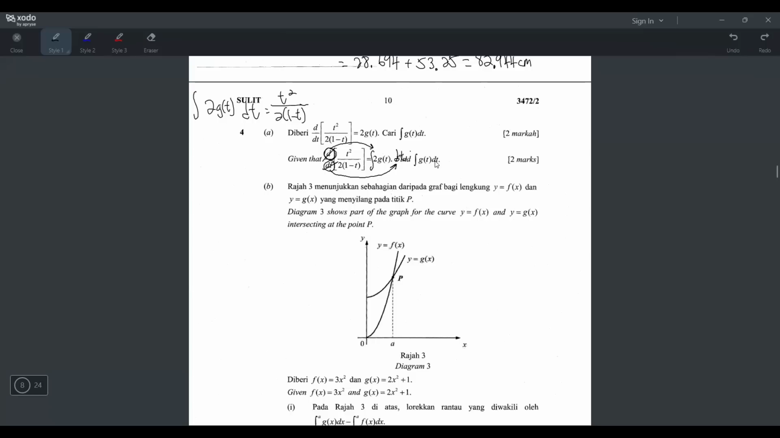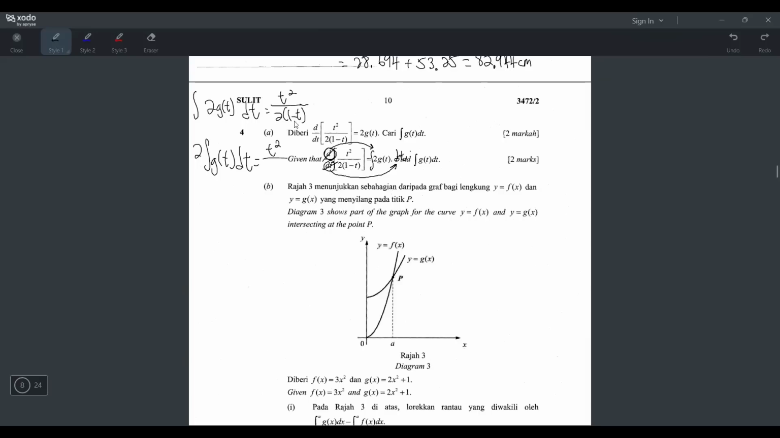Okay, but the question wants us to find something else. They want to find integrate gt. The one I have now is integrate 2 gt. So what can we do with the 2? The 2 and gt, it's times, right? 2 times gt, the relationship is multiplication. So if it's multiplication, you can write it in front like this. If plus or minus, cannot. If times, you can write it outside like this. So it becomes 2 times integrate gt dt equals to t squared over 2, bracket 1 minus 3.